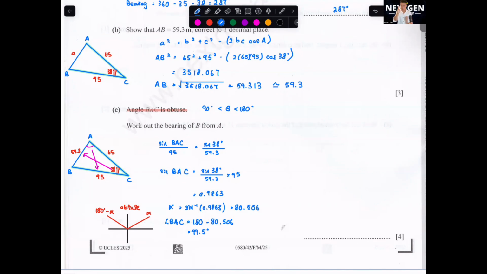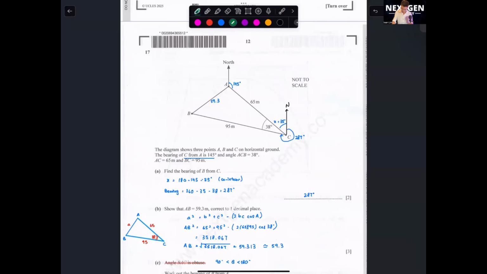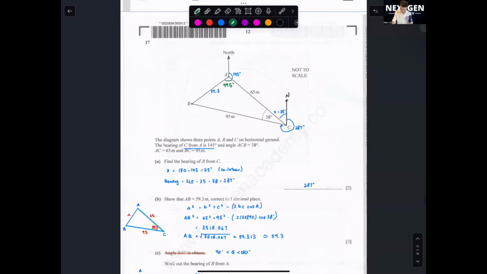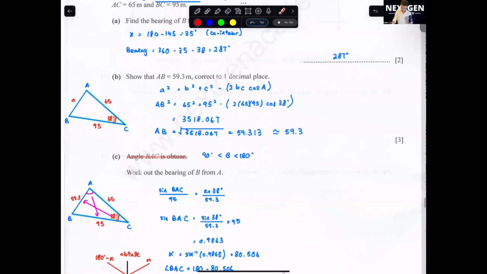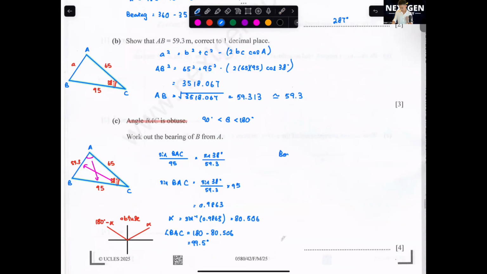Every time we solve a sine, cos, or tangent, normally we'll get two answers. It depends on the quadrant. If you don't know how to do this ASTC quadrant, I don't have time to go through right now, but I explained it in one entire lesson inside Thinkific. Go and watch it. So let's label here, this is 99.5 degrees. Back to the question again: work out the bearing of B from A. So then this whole part is 145 plus 99.5. The bearing is 145 plus 99.5, which is equal to 244.5 degrees.